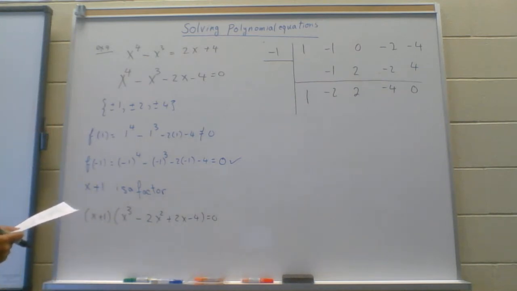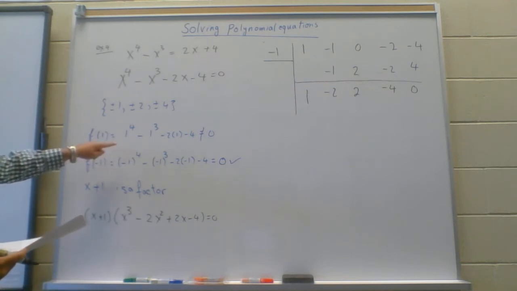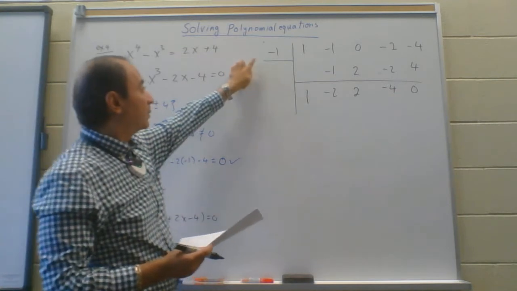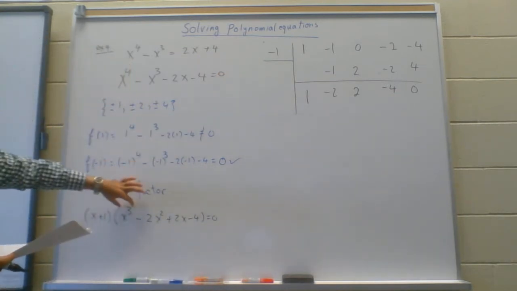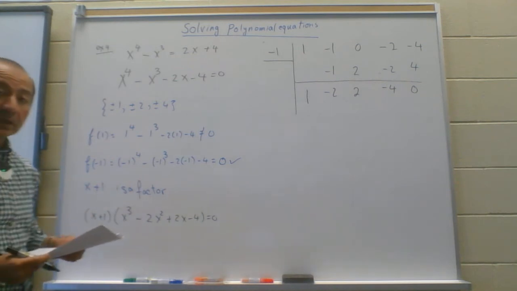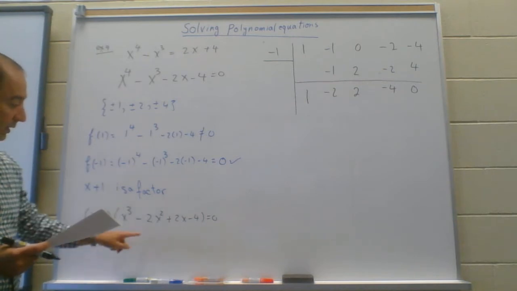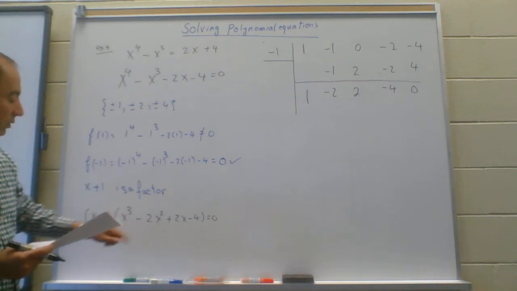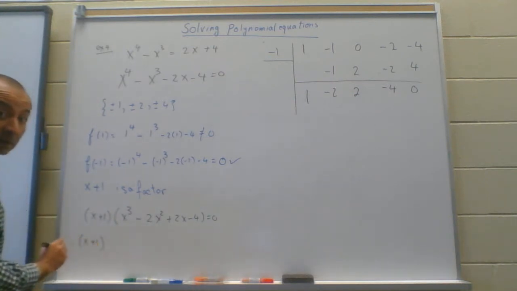Because this is a fourth degree polynomial divided by a first degree polynomial, the result, the quotient, has to be a third degree polynomial. Alright, now we still need to factor this. So I will try to factor this by grouping. So x plus 1 stays as it is.